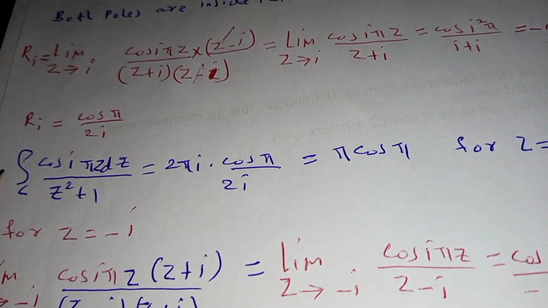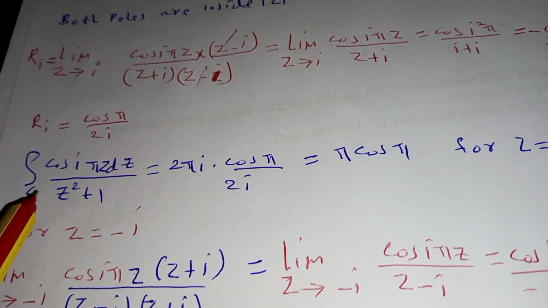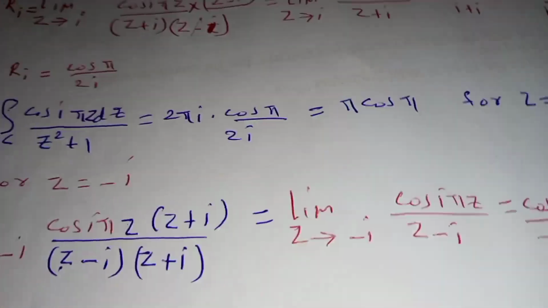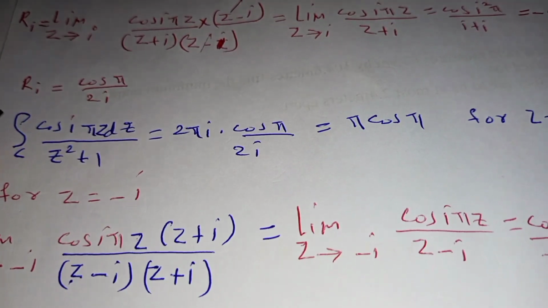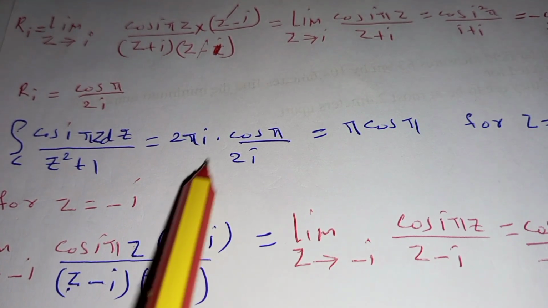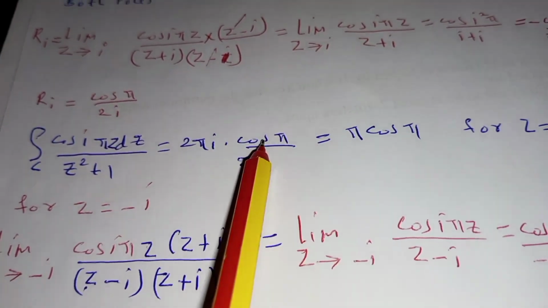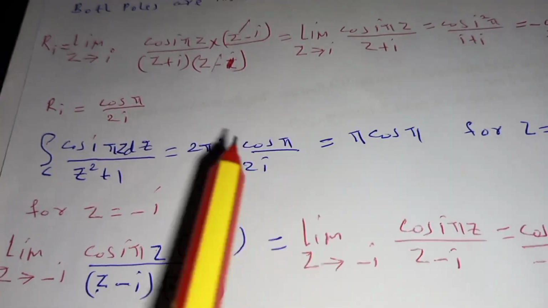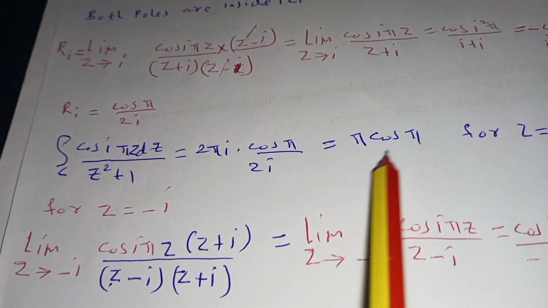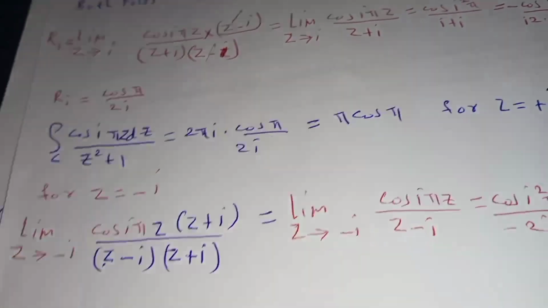Then by the Cauchy integral formula along a contour for a single factor, the solution is given as follows. You have 2πi, this is the formula, multiplied by the sum of the residues. Our residue you have found to be cos π over 2i. This 2i and this one will cancel and you will be left with π cos π, for z equal to positive i.